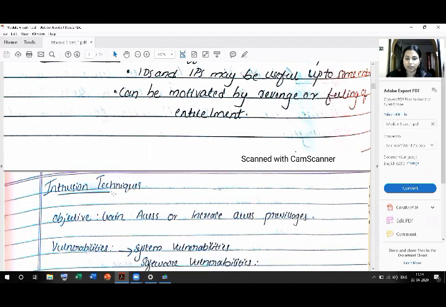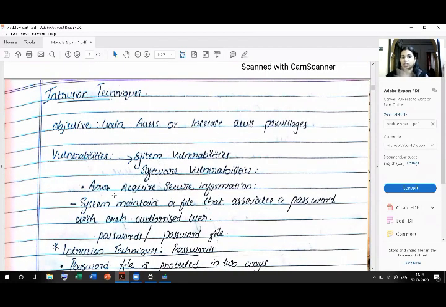That's about three types of intruders. Next one, intrusion techniques. The first section is intruders and the three types of intruders. Next one is the intrusion techniques. What are the intrusion techniques?